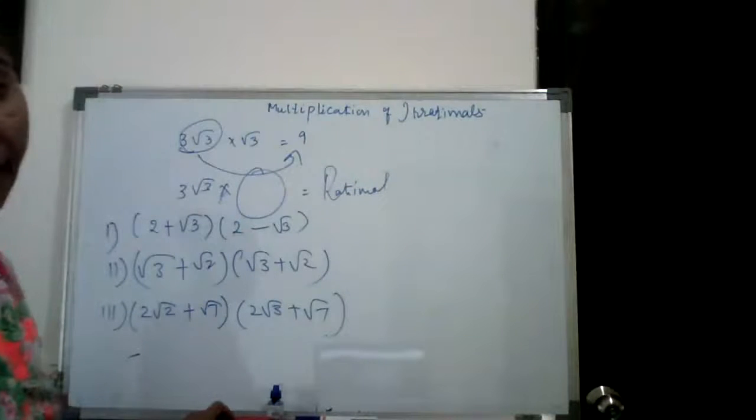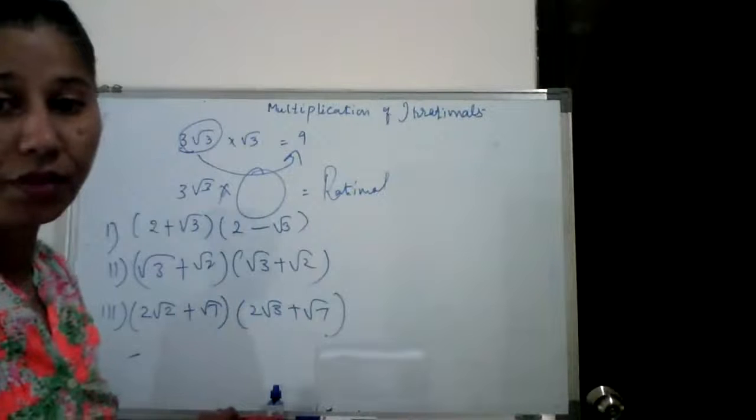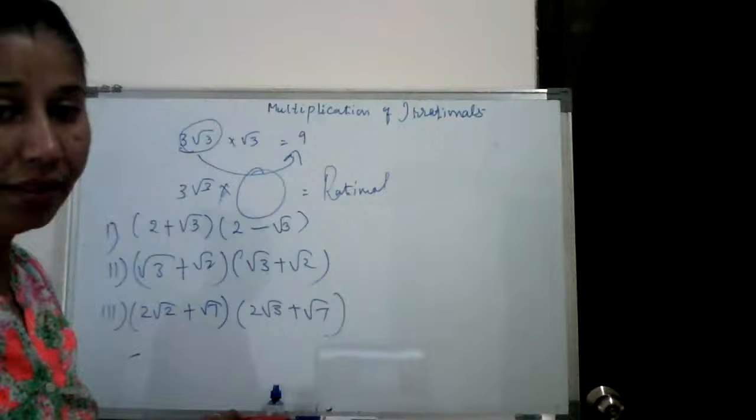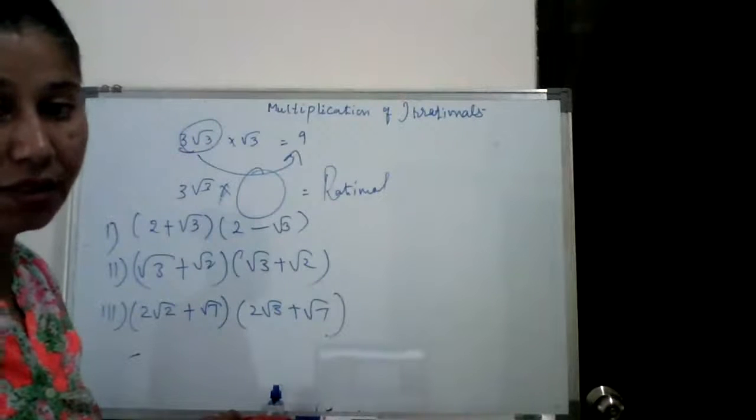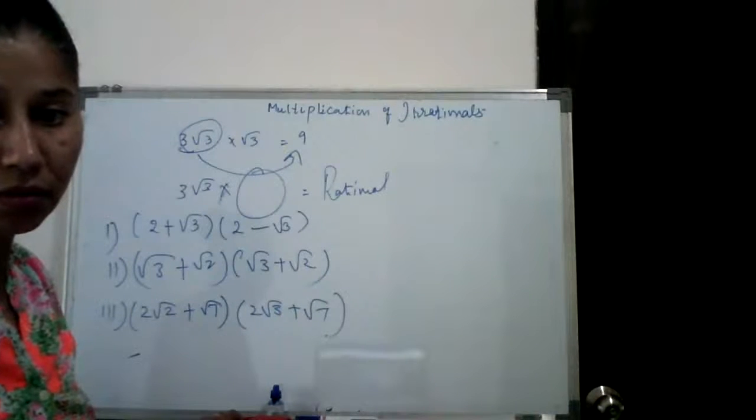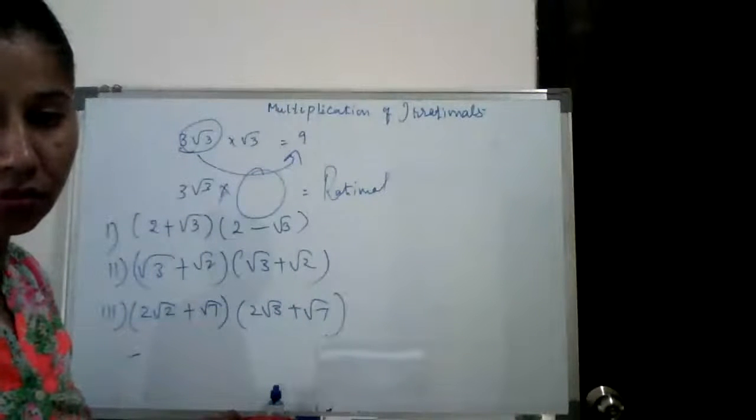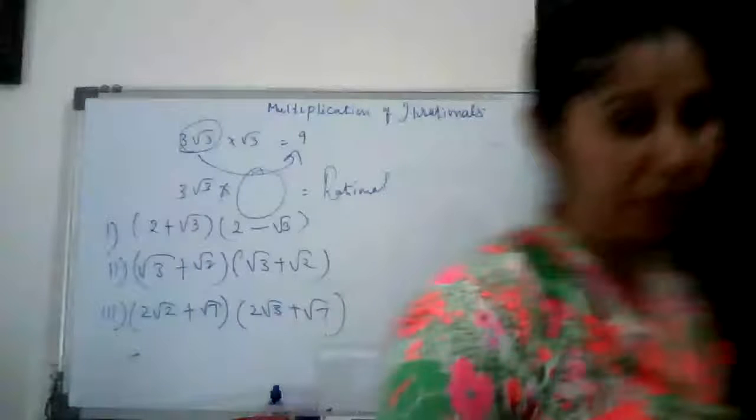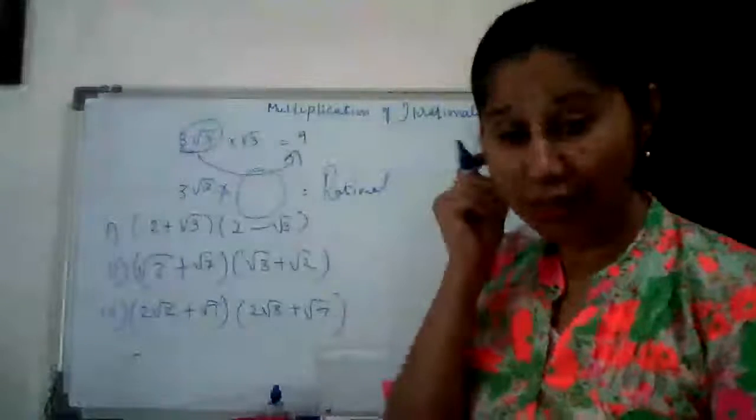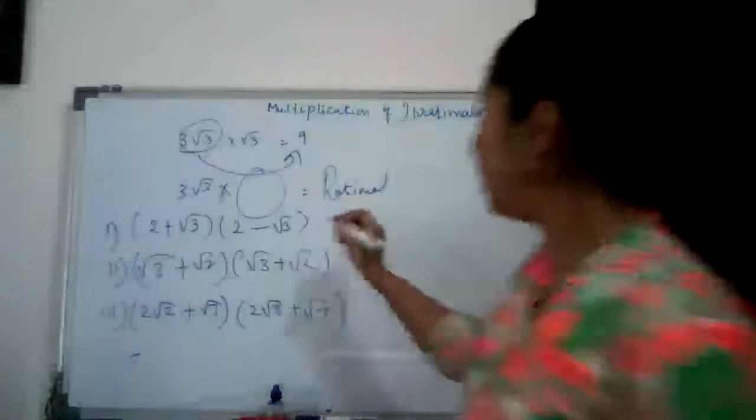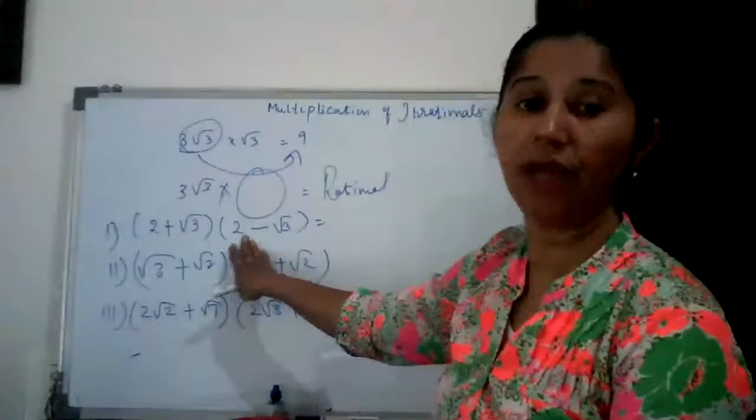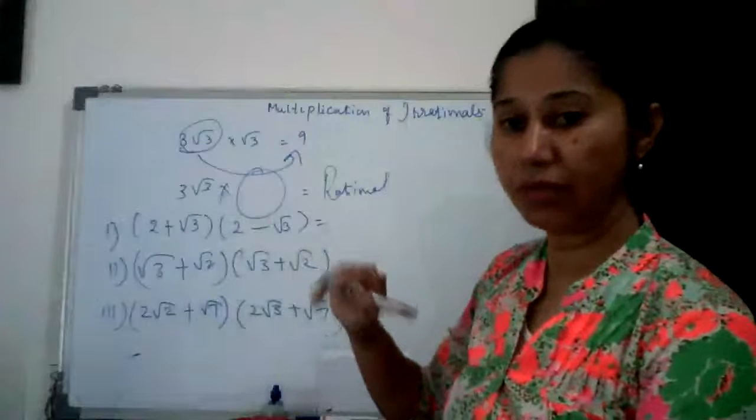You can use the identities if it is possible. Last year you learned 3 identities: a plus b the whole square, then a minus b the whole square, then a plus b into a minus b. Okay, let's begin. Some of you have started giving the correct answer. Let's check. Now look at it. It is nothing but something in the a plus b into a minus b form. So we know that the formula is a square minus b square.